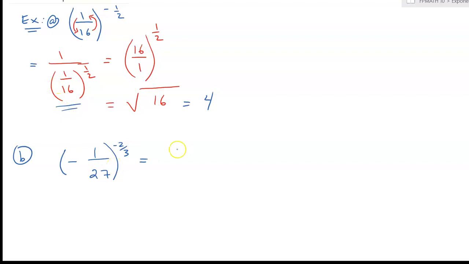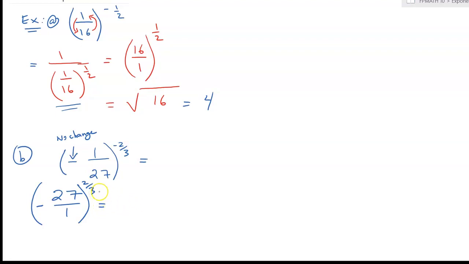So that becomes 27 over 1. The negative doesn't matter. This negative, no change. It doesn't change. And then to the power of 2/3. Okay, so that's what that would be. And then let's deal with what that means.